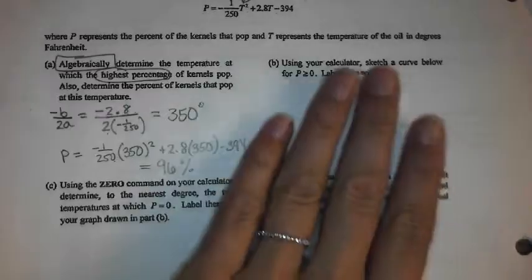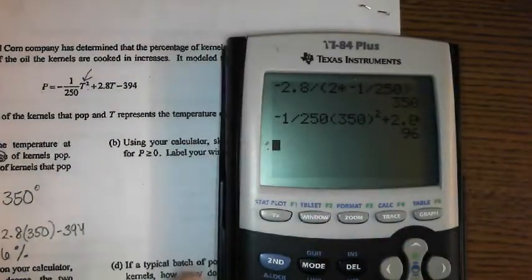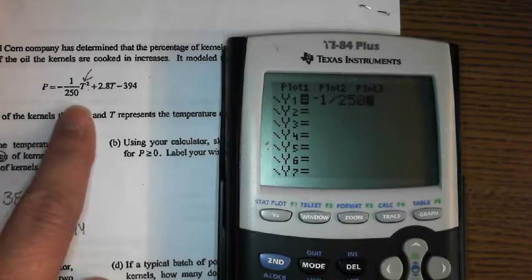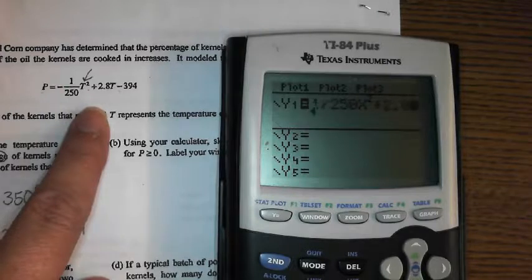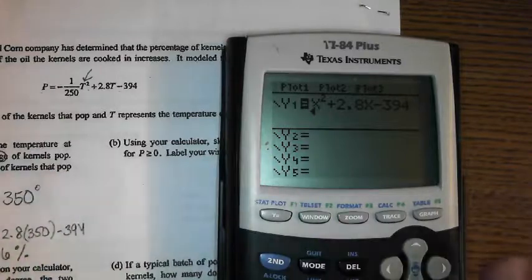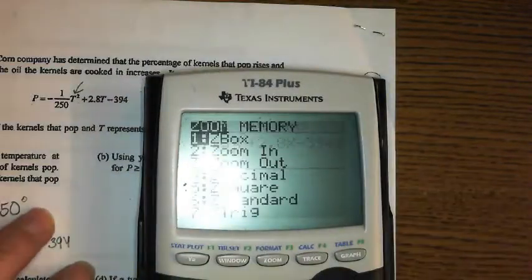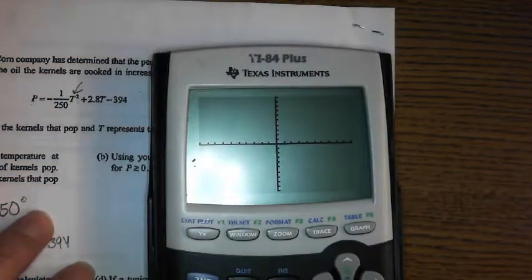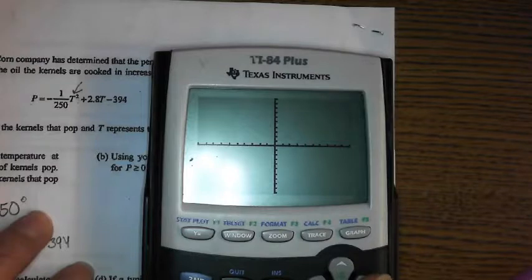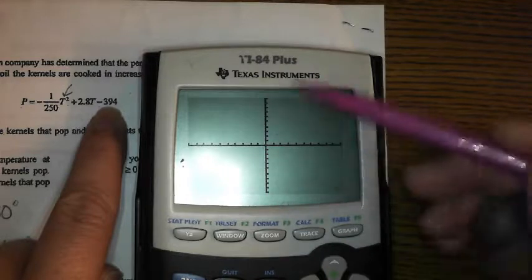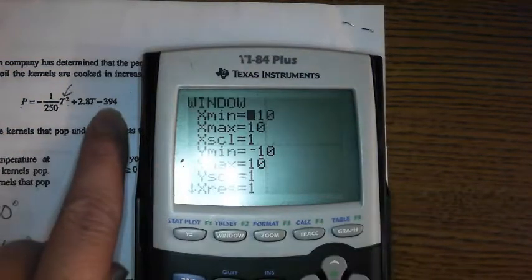Okay? Now, use your calculator to sketch. When I type this in, just sit back and watch. You don't need to do this. But what I want you to tell me is, what do you know about my window? If I do zoom 6, I'm not going to see anything. What was my y-intercept? Negative 394. So of course I'm not seeing anything from negative 10 to 10. So maybe on my y-axis I go negative 400 to positive 400.